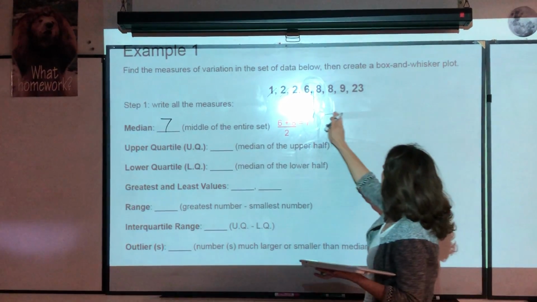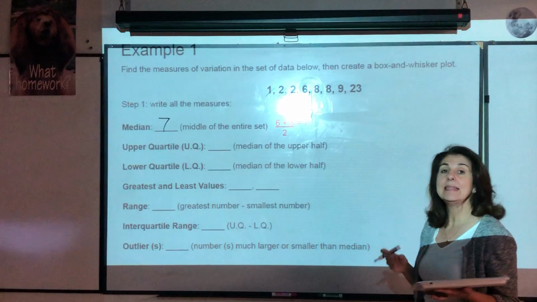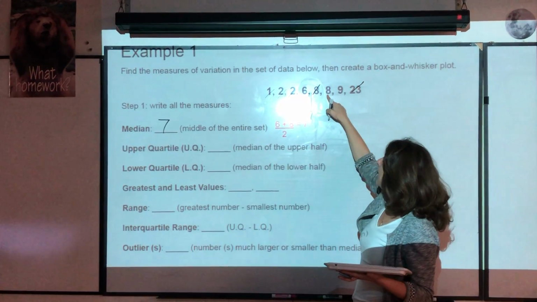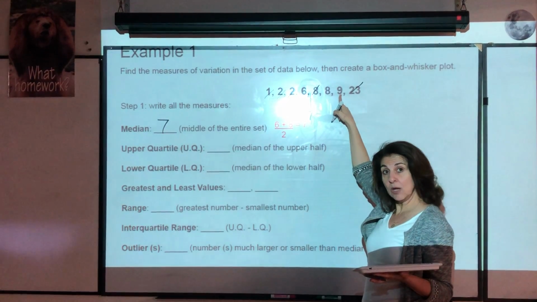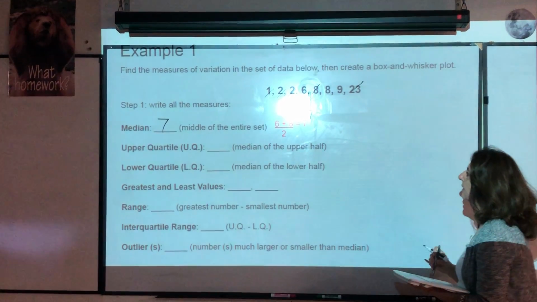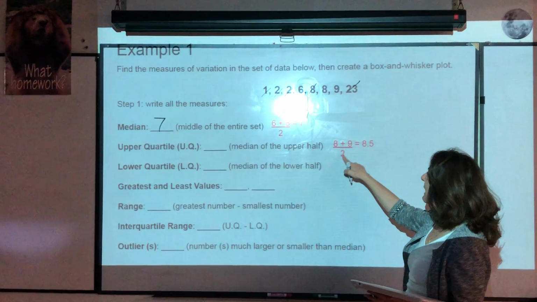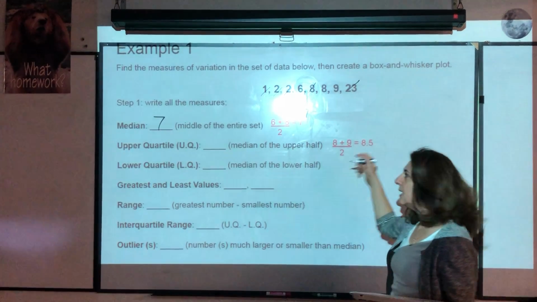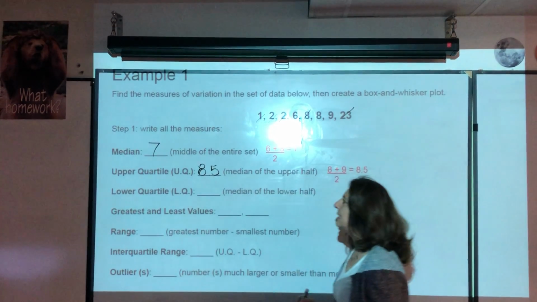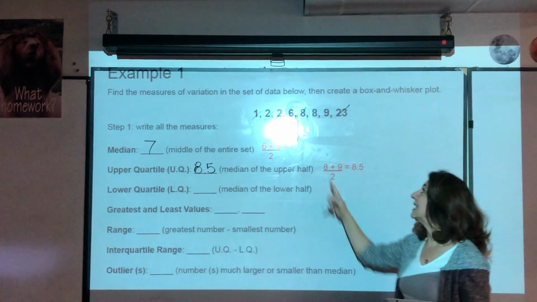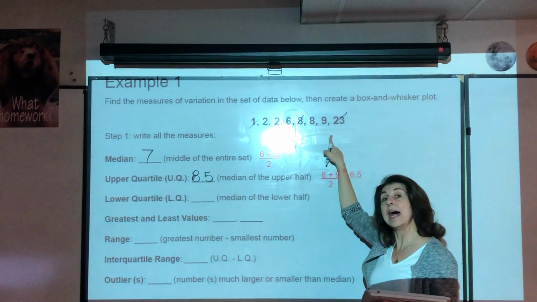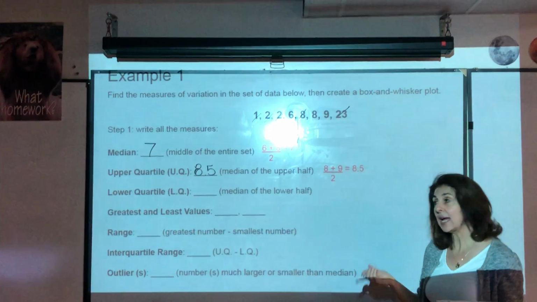So what is left here for me to find the upper quartile? The upper quartile is going to be 8 plus 9, which is 17, divided by 2. Here we go. 8 plus 9 divided by 2, which gives me 8.5. So my upper quartile is going to be 8.5, which is the median of the upper half. Likewise, I do the same thing.